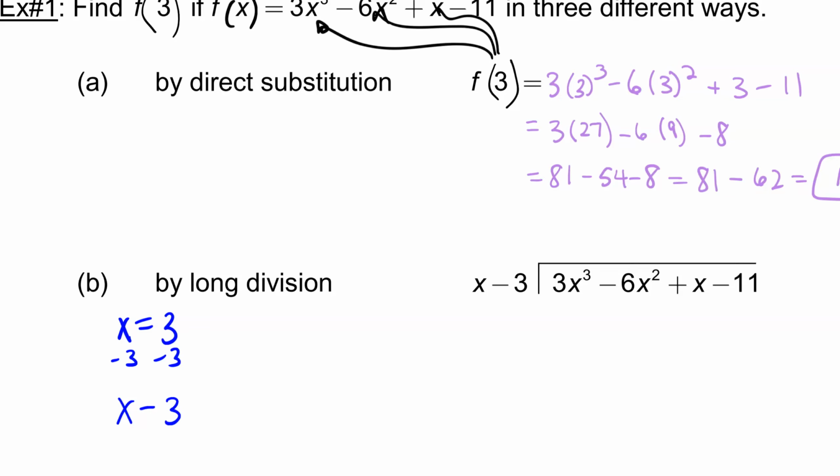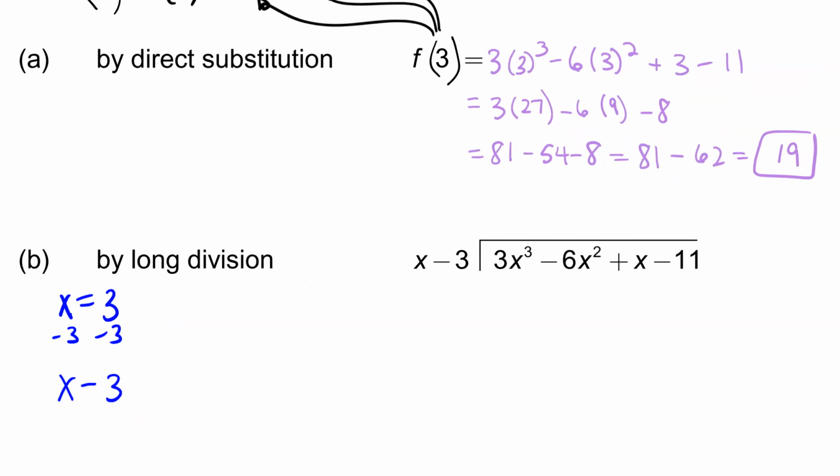Okay, so imagine that the function value in direct substitution in part A was 0. Imagine the answer we got was 0. I plug 3 in and I get 0. What does that mean? That means 3 would have to be a solution, an x-intercept. Because if the y value is 0, that means there is an x-intercept, so it has to be one of the factors.